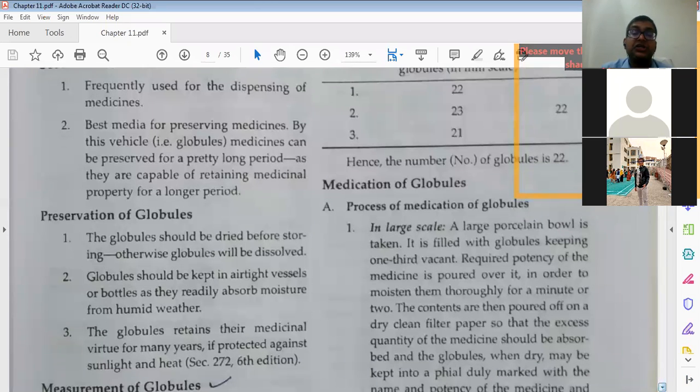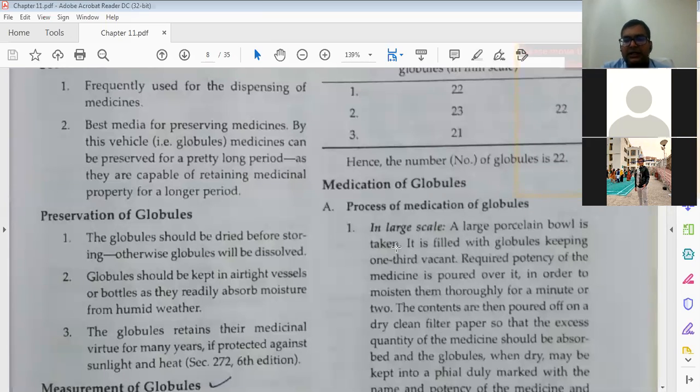Next part is medication of globules. The medication part is also again important. How to medicate the globules? Suppose you have to give some medicines to your patient, and you have globules in your file. Then how will you medicate? Normally we are not doing it on a large scale; we just do it at our clinic or in our pharmacy on a small scale. But on a large scale, what is the procedure?